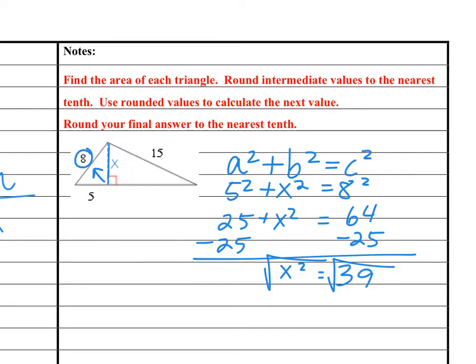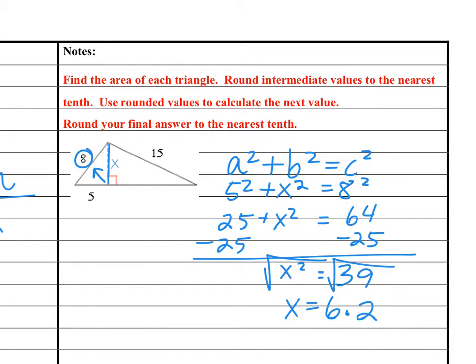So, on your assignments, if you want to leave it in a square root and work with that, that's great. But I'm going to do what it says. It says round the intermediate values to the nearest tenth. Could someone raise your hand and tell me, after you take the square root of 39 and round it to the nearest tenth, one decimal place, what would it be? 6.2. Okay, so that is our height.